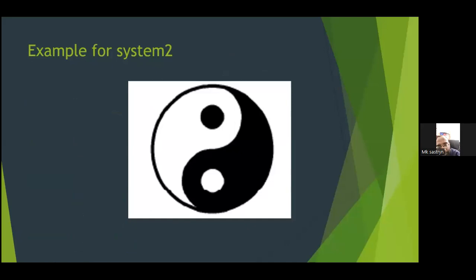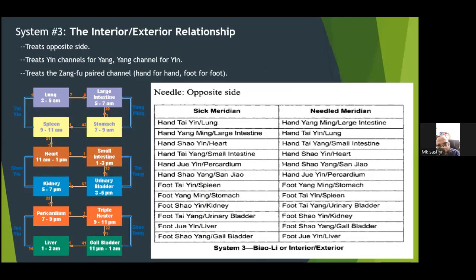Example for system 2. Yes. Go to the next slide. This is the exterior relationship. Now, the most important is that we have external and internal relationship, right? What we have? External and internal relationship. So this balances this. Clear? Did you understand?